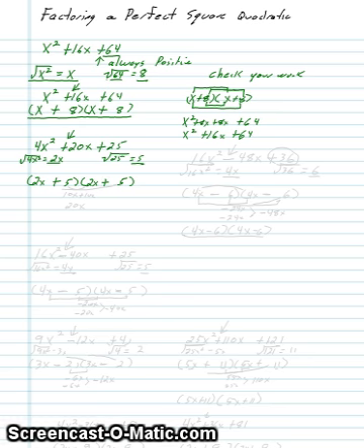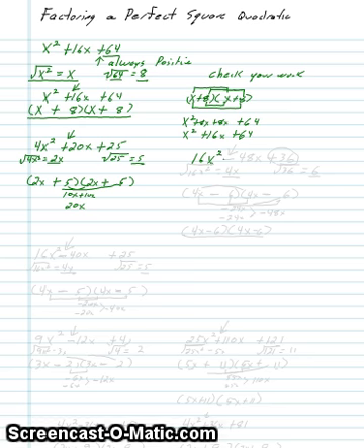Now, 2x times 2x is 4x squared. 5 times 5 is 25. So the first term and the last term are fine. Check the middle term. 5 times 2x is 10x. 2x times 5 is 10x. So there's our middle term, 20x. Another example.